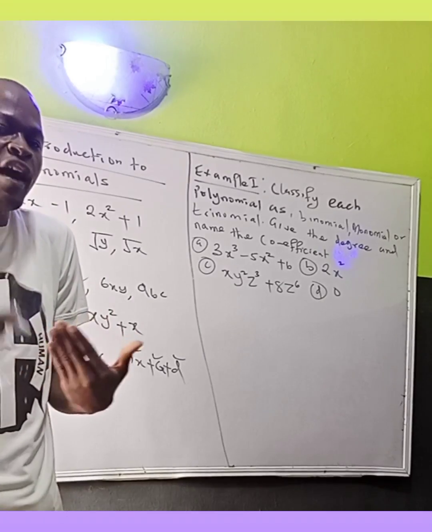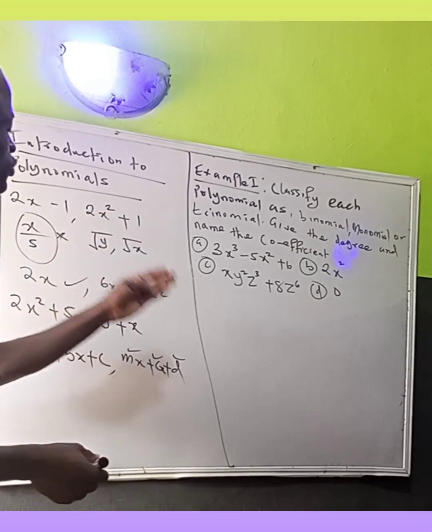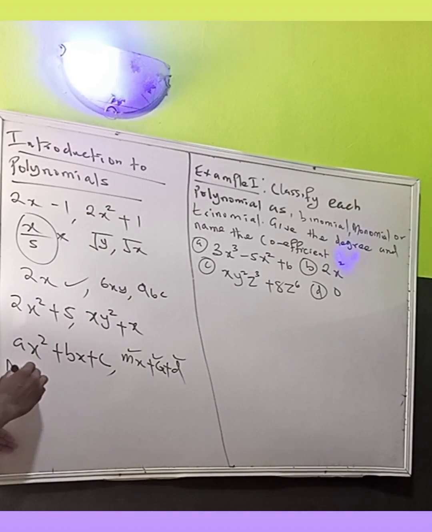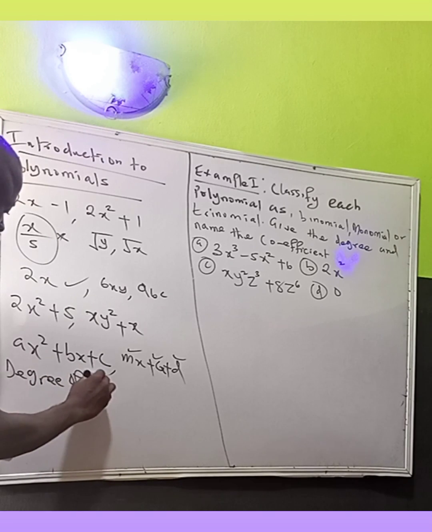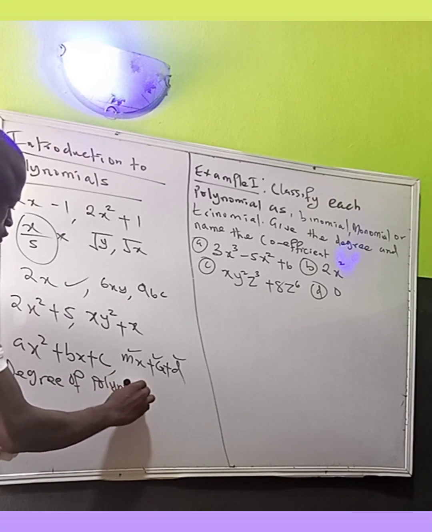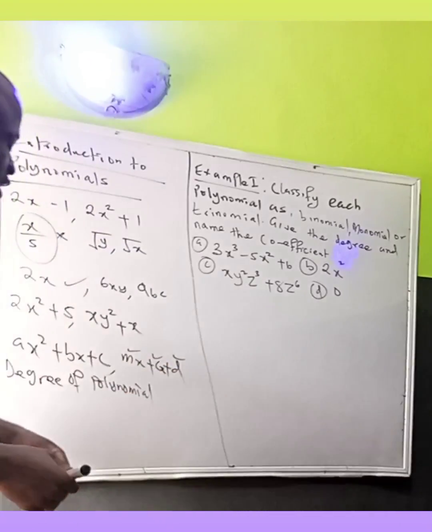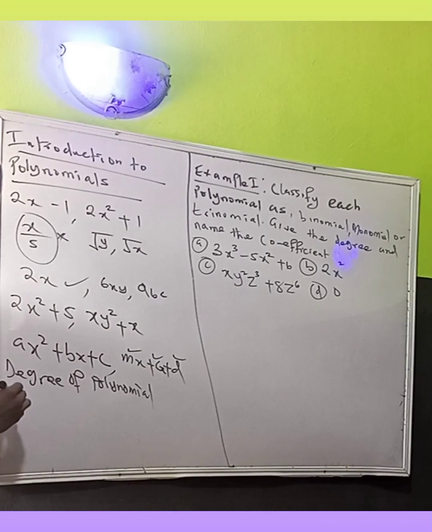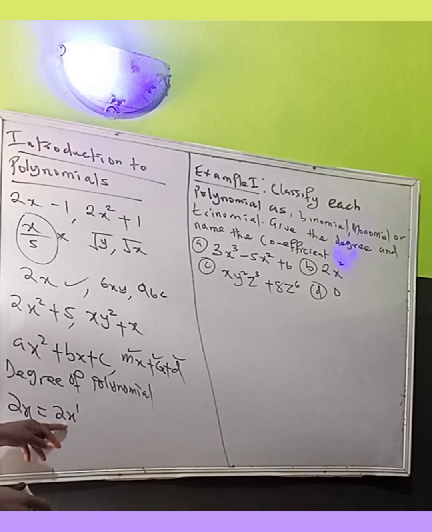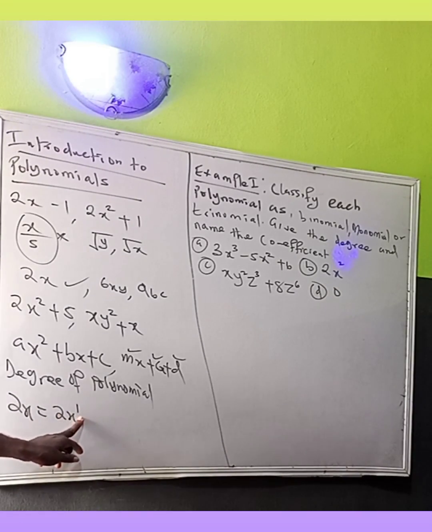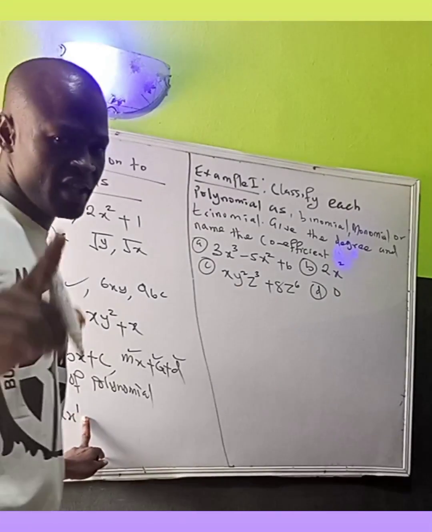Please replay this video over and over again and take down some important notes. The next thing I need to discuss is called the degree of a polynomial. The degree of a polynomial is the highest power of the polynomial. Like now, if you have 2x, this is the same as 2x raised to power 1. The highest power of x here is 1. So we say that the degree of this polynomial is 1.